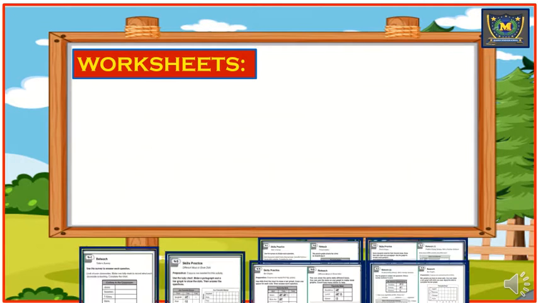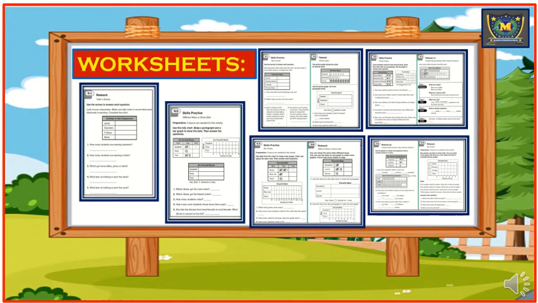Worksheets. Take note of these pages of your workbook because you are going to answer these pages after this lesson. And now let's start discussing taking a survey. Taking a survey simply means that you have to take information out of something. In Bisaya, kung mag-survey ka, it is like magkuha ka og information bahin sa usa ka butang.